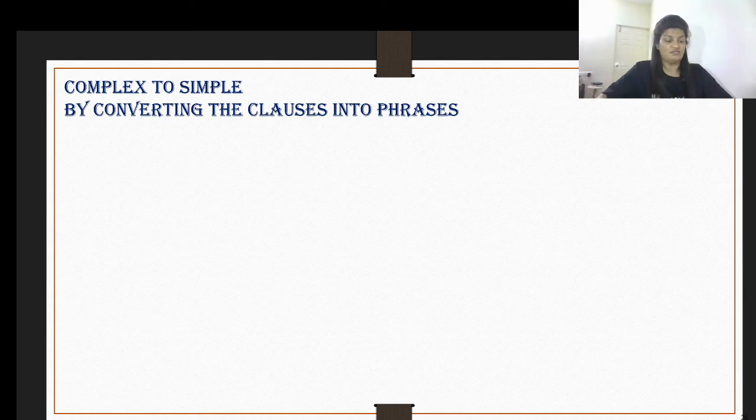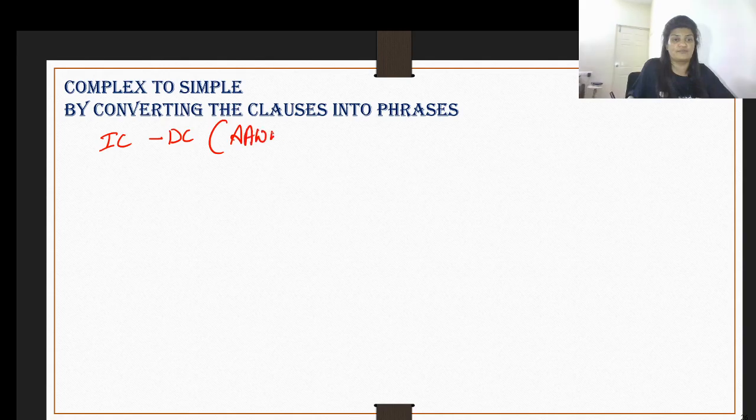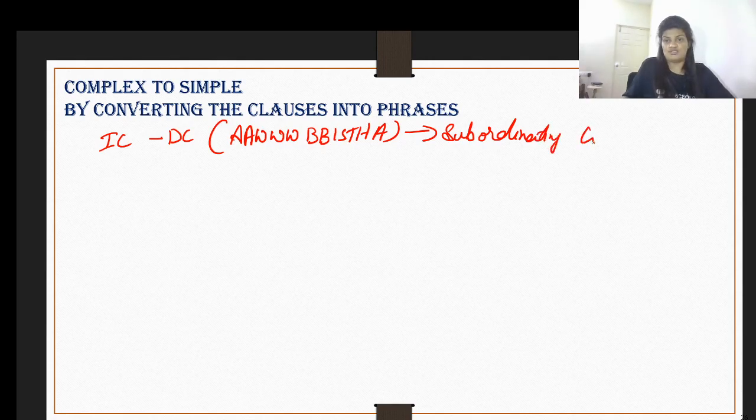Now we gotta convert a complex sentence into simple. What is a complex sentence? A complex sentence is when you have two clauses where one is an independent clause and another one is a dependent clause added by conjunctions. These are our subordinating conjunctions. Subordinating conjunctions.